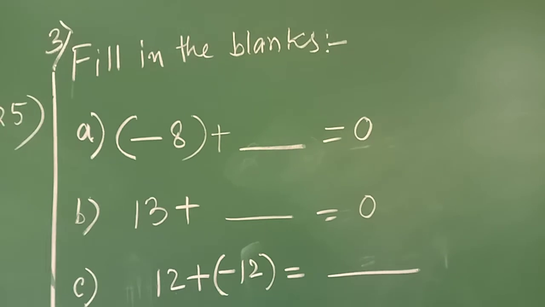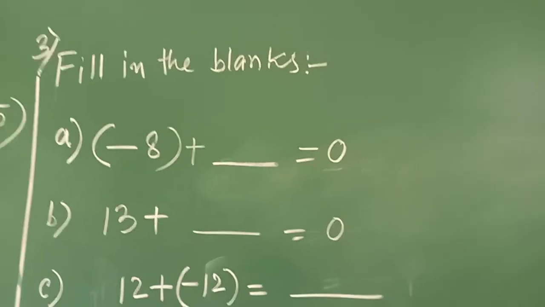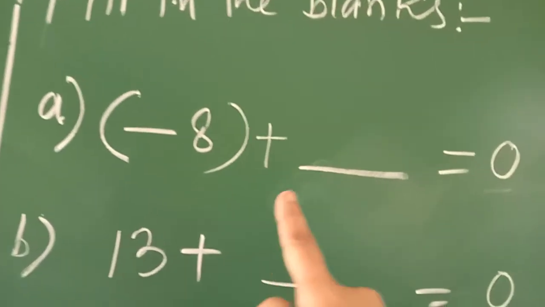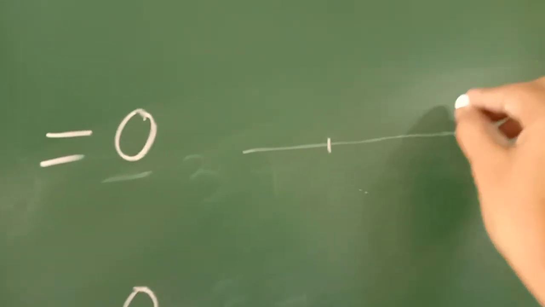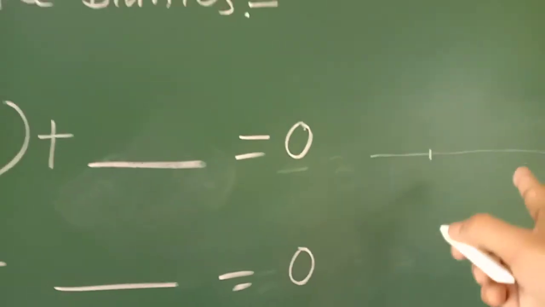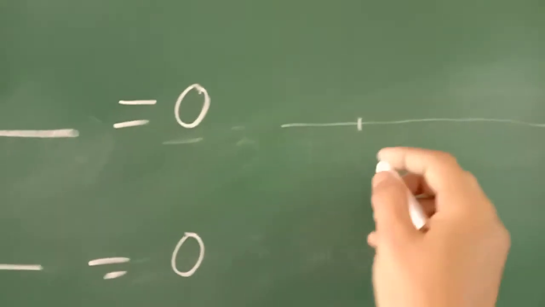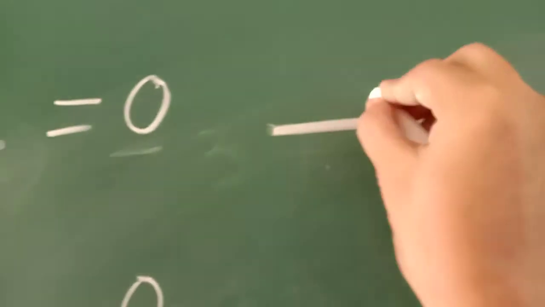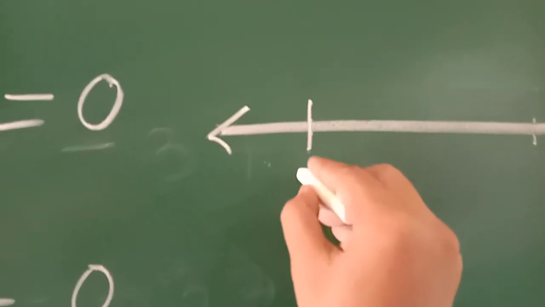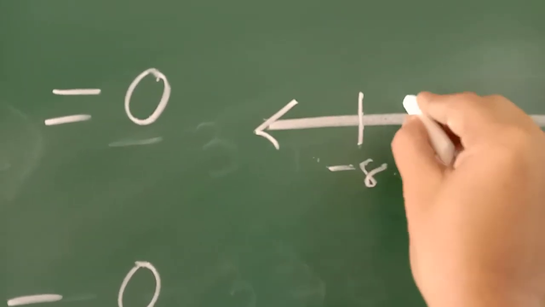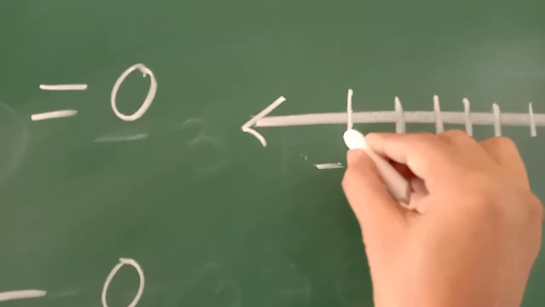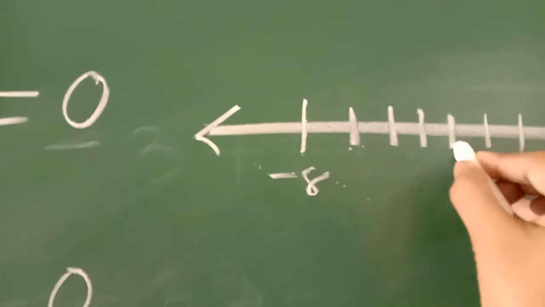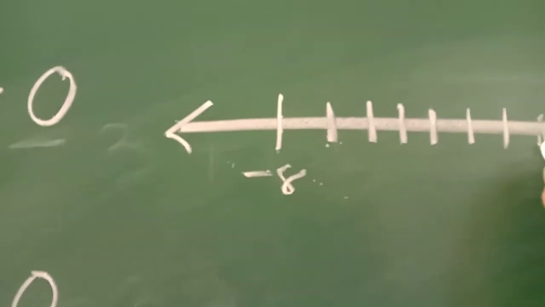Now minus 8, do you remember additive inverse? On the number line, when it is minus 8, to reach 0, what number do you need? You are at minus 8. Think about the additive inverse concept. Say it is minus 8 and you want to reach 0. 1, 2, 3, 4, 5, 6, 7, 8.